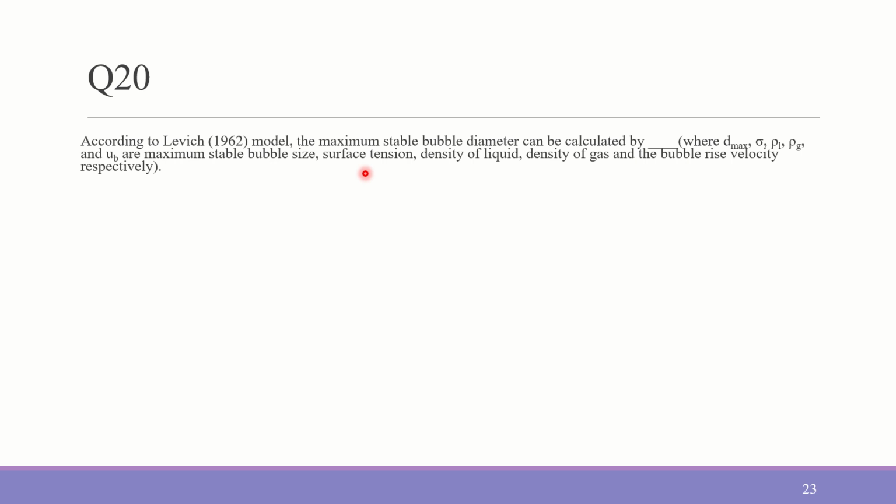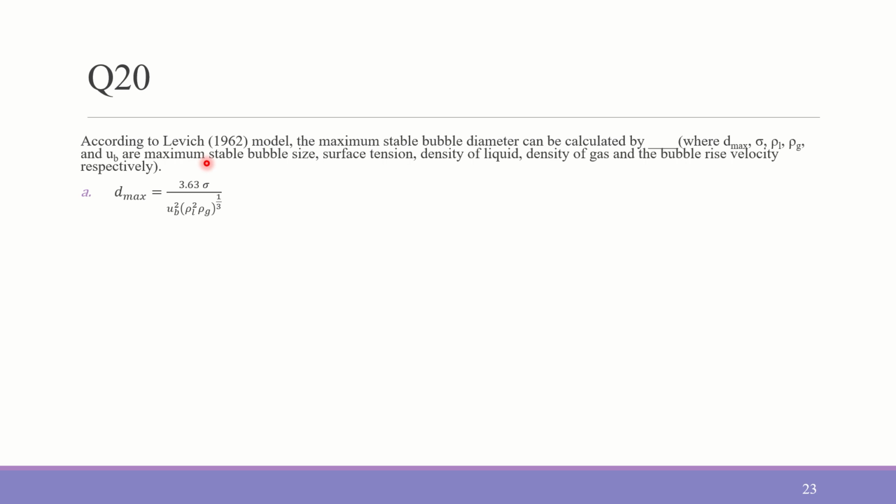So we are asked to find the d max equation. D max is equal to dash. In the equation, the terms are sigma, rho L, rho G and UB. Sigma is surface tension, rho L and rho G are density of liquid and gas, and UB is the bubble rise velocity. Let us look at the options first.